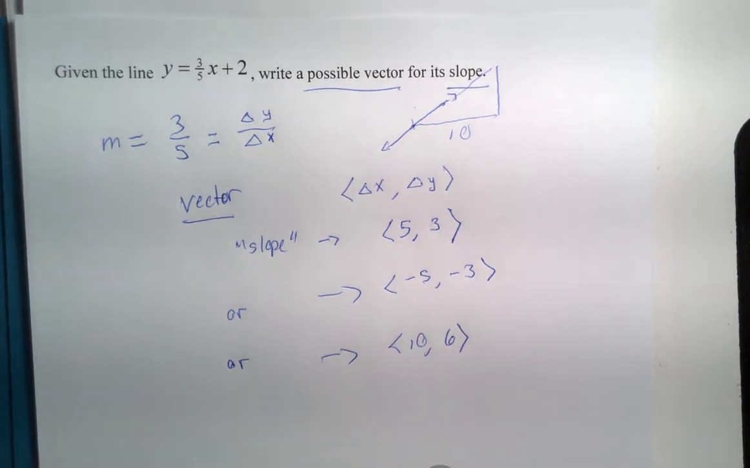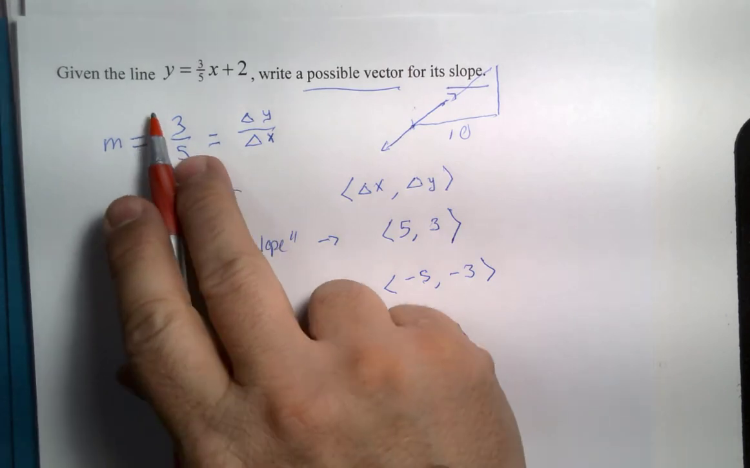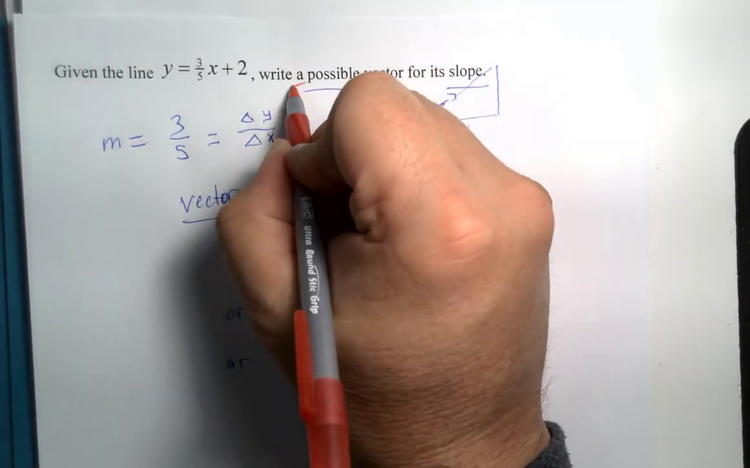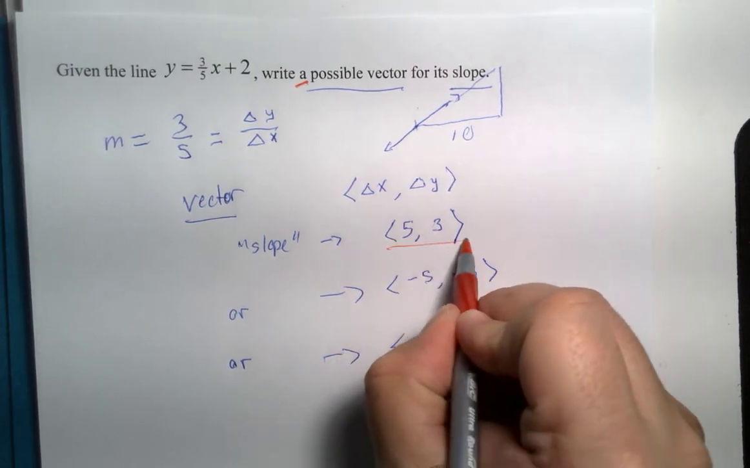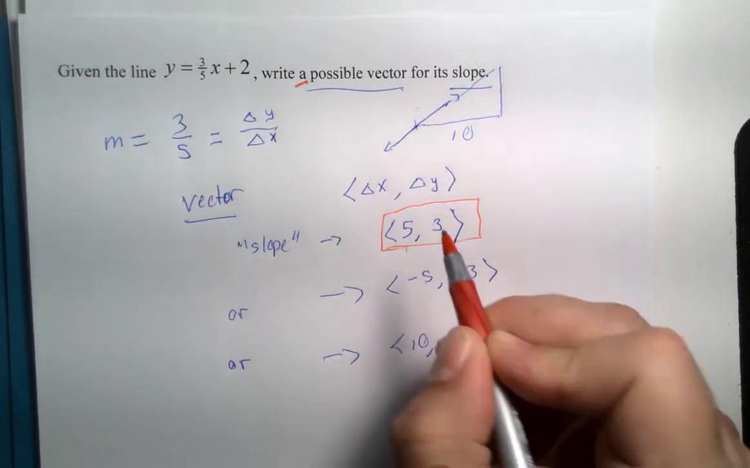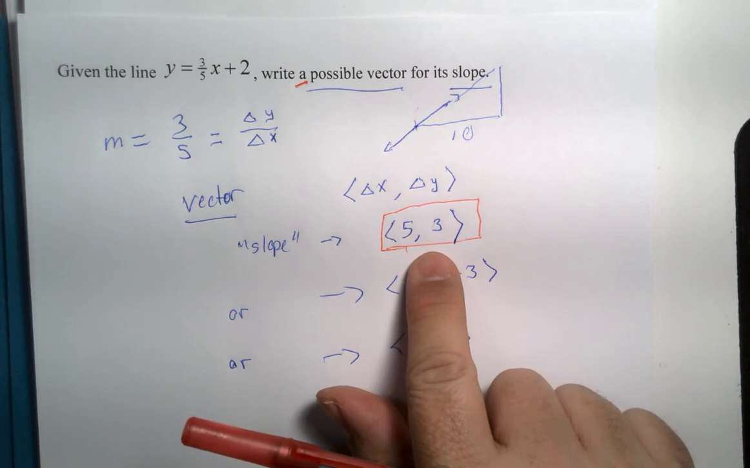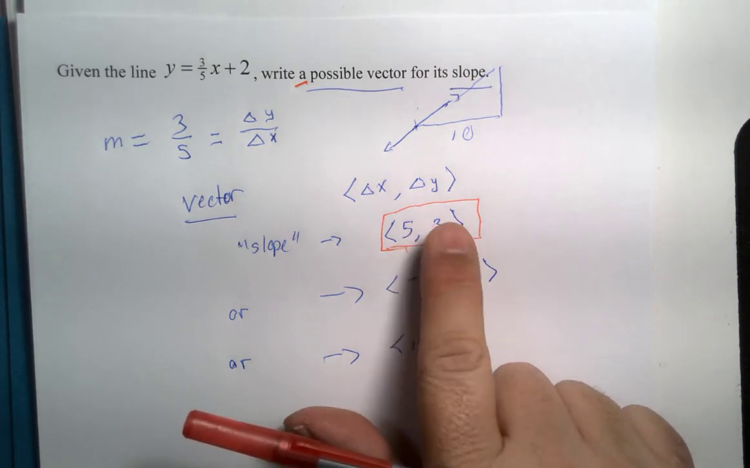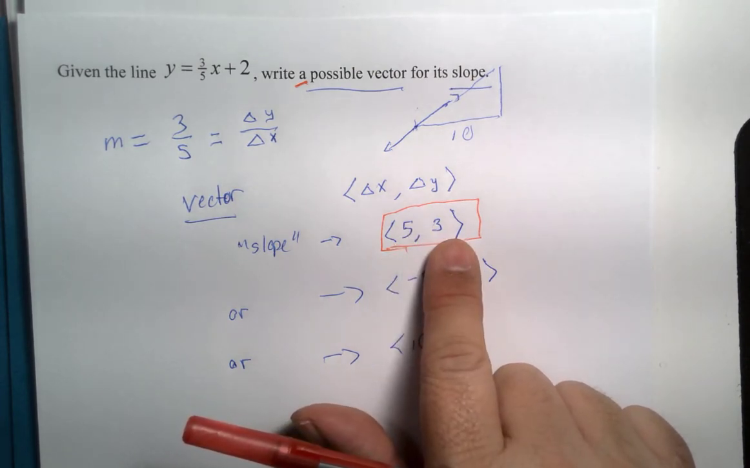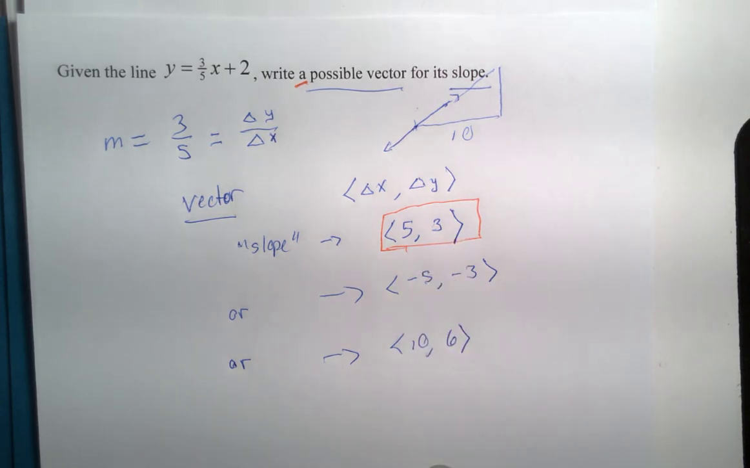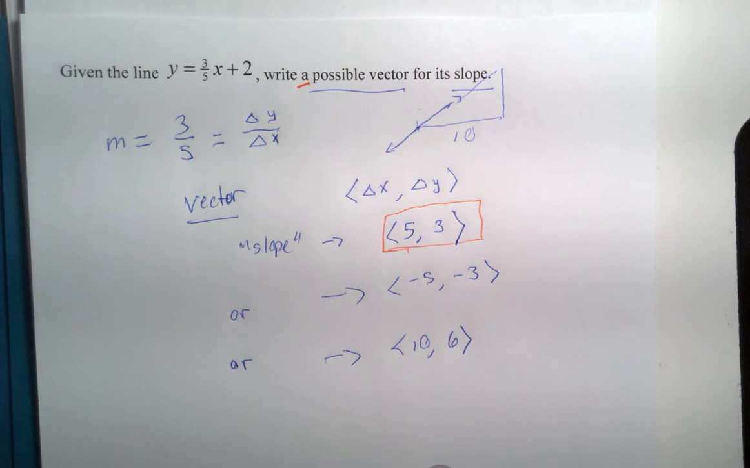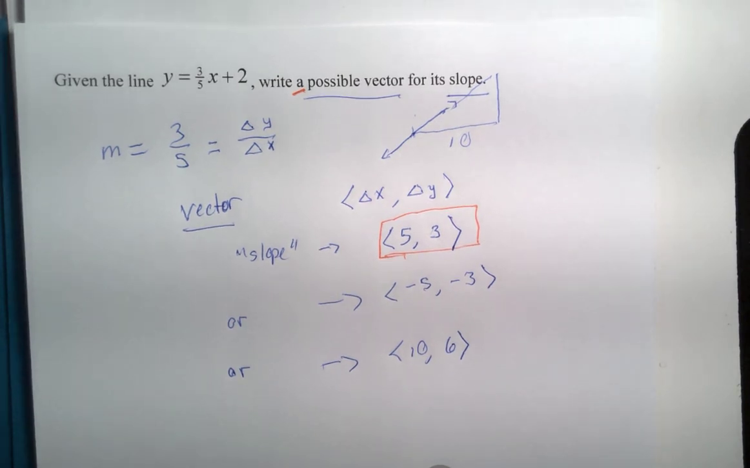I got to calm down a little bit here. The directions say to write a possible vector for the slope. I suggest that I would have been done if this was my homework problem as soon as I wrote that vector. Change in x, change in y, written as a vector. Small little vector details applied to some previously used mathematics. Important stuff. Stick around, come back for some more.